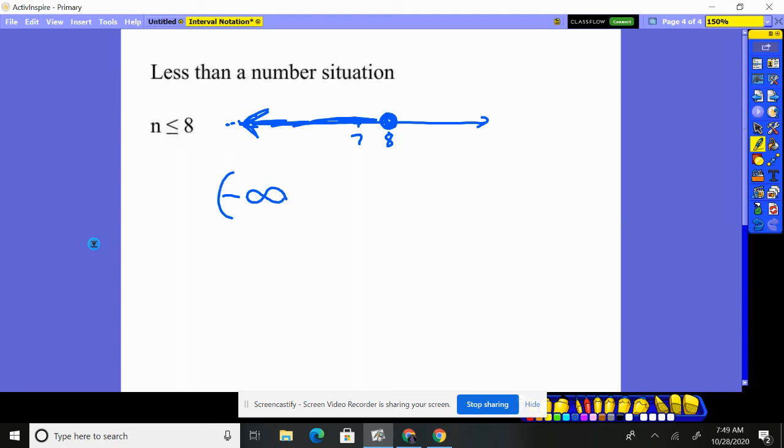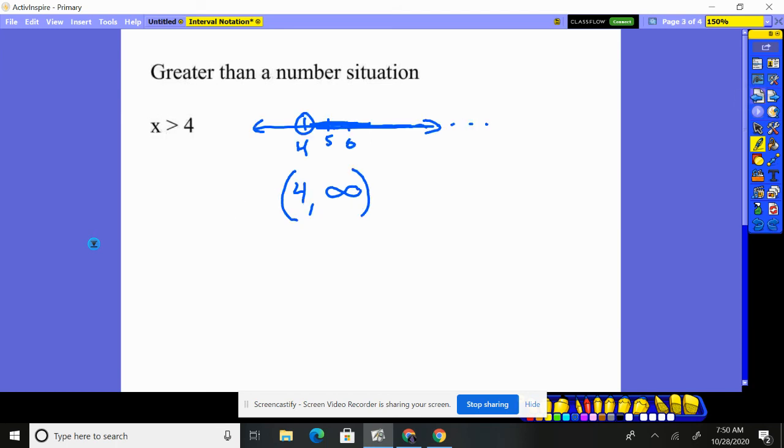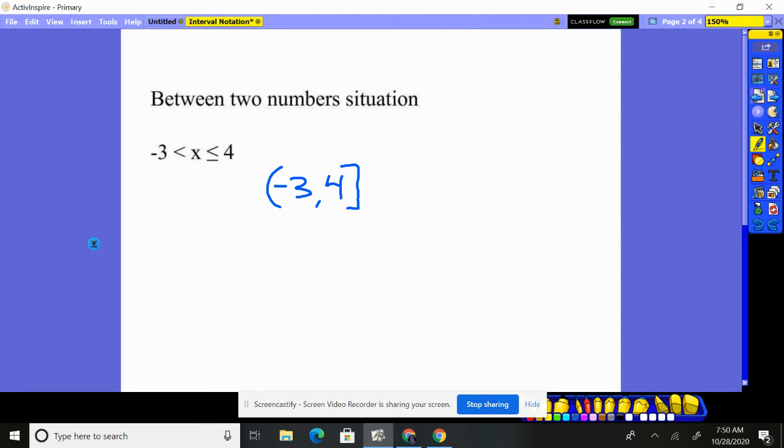And again, you can never have infinity be included because it's a concept, an idea. And where does it end? It ends here at 8. So I put 8, and then I put a bracket because it said or equal to. It included it. Those are the only 3 situations. You're either going from negative infinity to 8, from the number to infinity, or you're between 2 numbers.